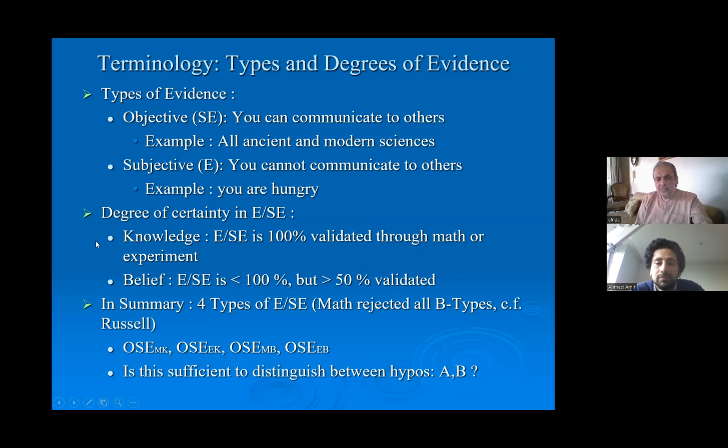Now, the degree of certainty is also interesting, and it applies to both the subjective evidence and the scientific or objective evidence. You have knowledge if you are 100% sure, and E or SE is 100% validated through math. E stands for the subjective evidence, like you are hungry, and SE stands for scientific evidence. I'm going, of course, to use SE all the time because we are speaking about science. So if your SE is 100% validated through math or experiment, then you are speaking about knowledge.